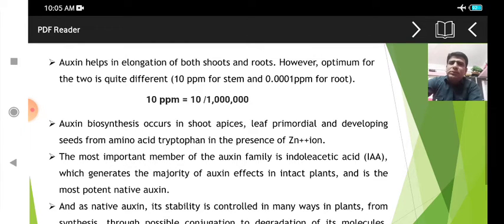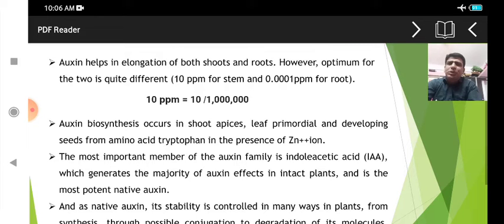primordia, and developing seed from the amino acid tryptophan in presence of zinc ion concentration. Means the auxin biosynthesis occurs in shoot apices, where it is synthesized, or rather biosynthesized, or naturally synthesized, though it has been referred to as biosynthesis. In case of shoot apices, leaf primordia, the initiation point of the leaf, that is called leaf primordia, and in the developing seed.